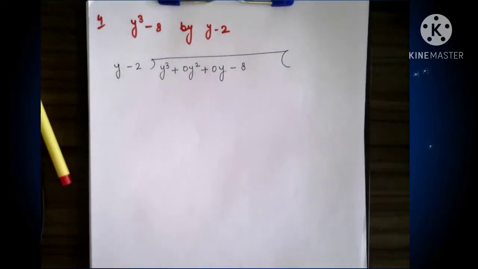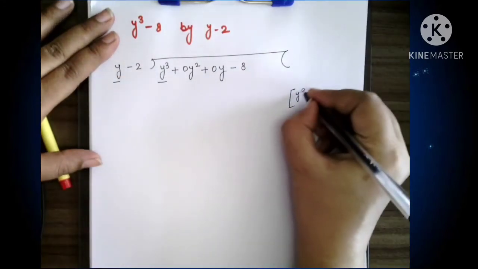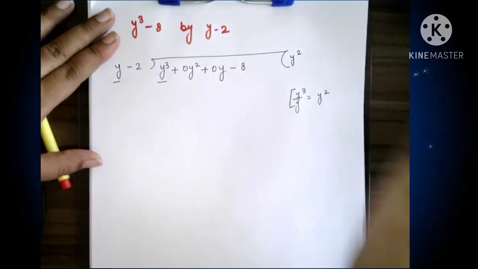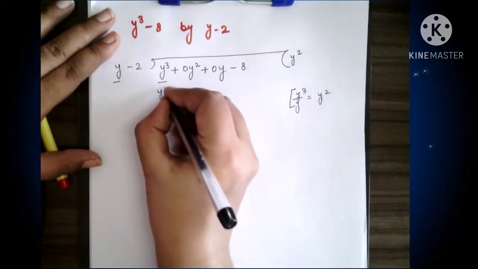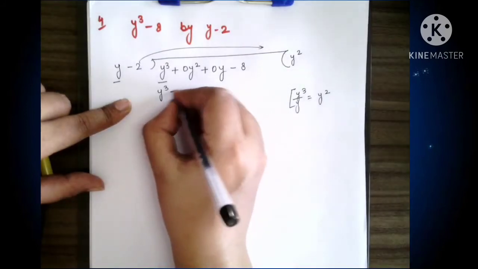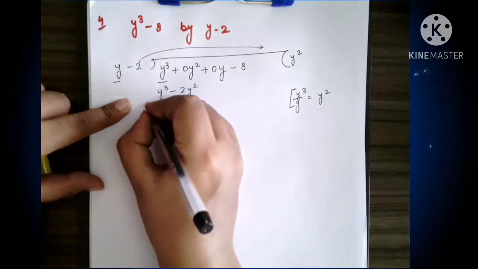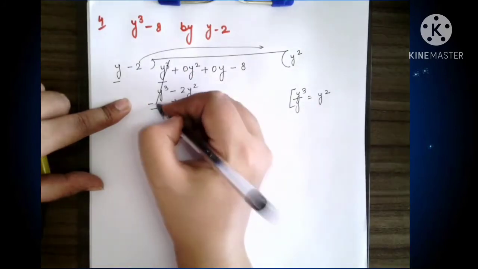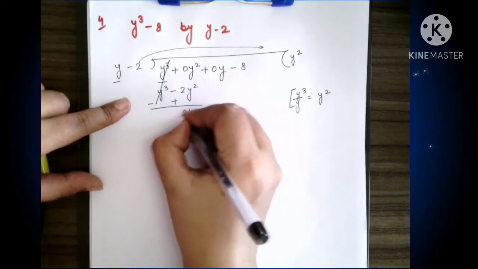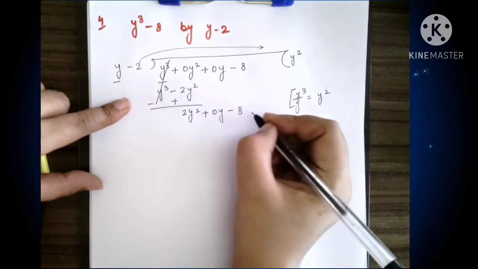Okay, same steps. First step, that is underlining. Y cube by y, we get y square. Okay children, y square first term as it is, minus 2 multiplied with this one, 2y square. Minus becomes plus, it is your minus. Cancel. So you will see what has come, it is y square, it is your 2 plus 0y minus 8.